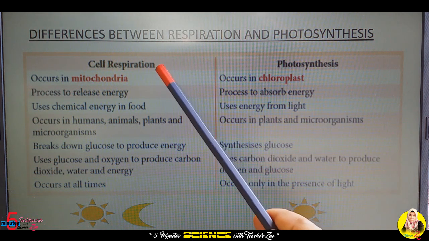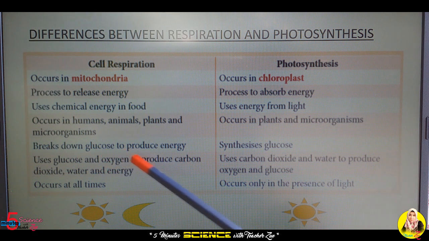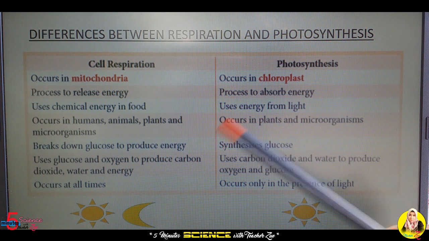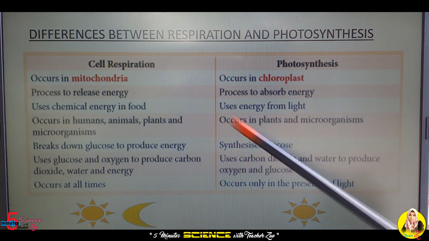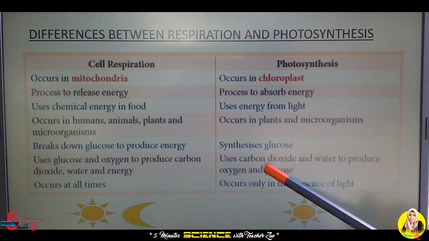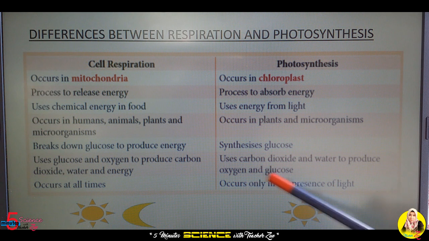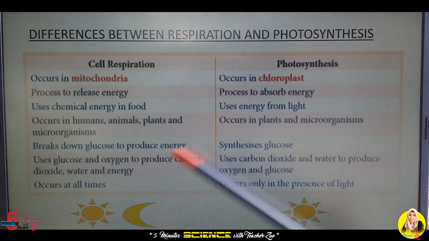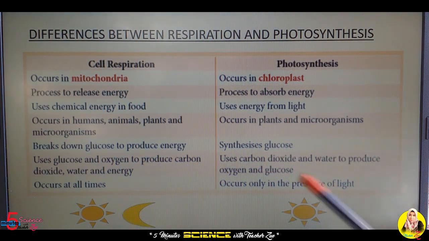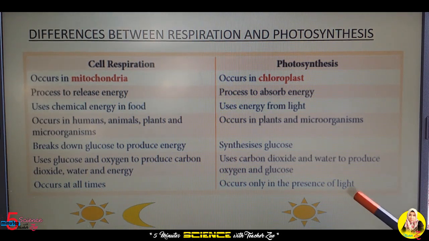Next, cell respiration breaks down glucose to produce energy, but photosynthesis synthesizes glucose. Synthesize here means produce. Cell respiration uses glucose and oxygen to produce carbon dioxide, water, and energy, but photosynthesis uses carbon dioxide and water to produce oxygen and glucose. And the last one, cell respiration occurs at all times during day and night, but photosynthesis only occurs in the presence of light.